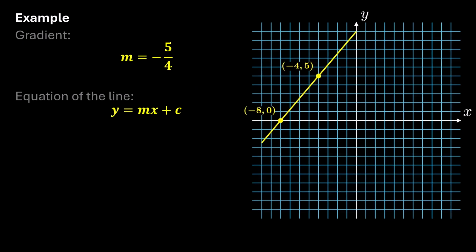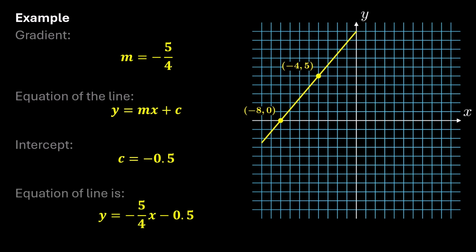Now that we have our value of m and our value of c, we can substitute these values into the equation of the line to give us our specific equation of the line, which is y equals minus 5 over 4x minus 0.5. This is of course better expressed as y equals minus 5 over 4x minus a half. It's of course not a good idea to have a mixture of fractions and decimals in an equation.